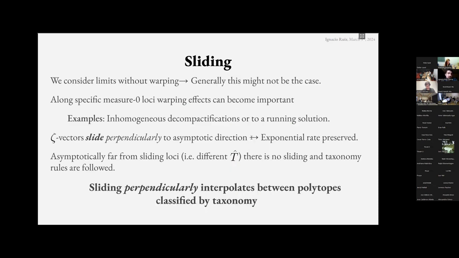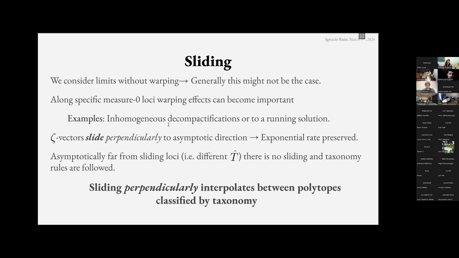And okay, so far all the examples that I've been showing you are without warping. This is, the vectors remain fixed, but in principle, we do not expect this to be the case. We will expect that in some limits, we might be decompactifying to some prime solution, or the volume that is getting large is not homogeneous. We have several terms competing. But in any case, we expect these special directions to be of measure zero in the set of possible infinite distance limits.